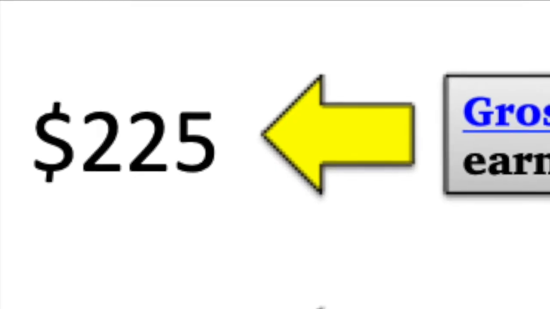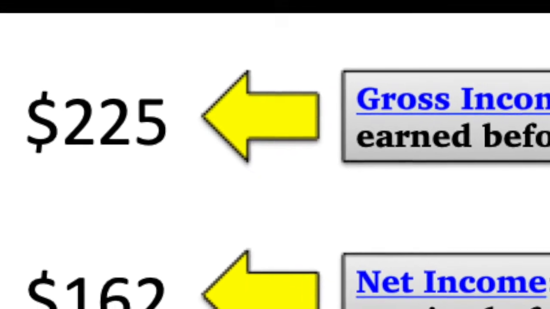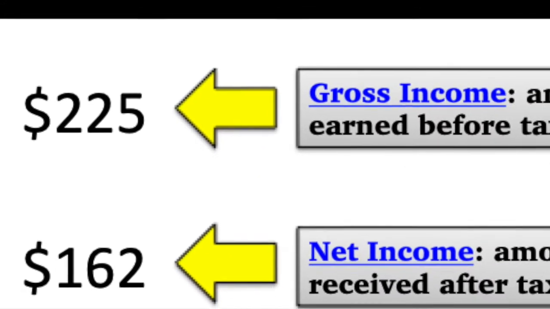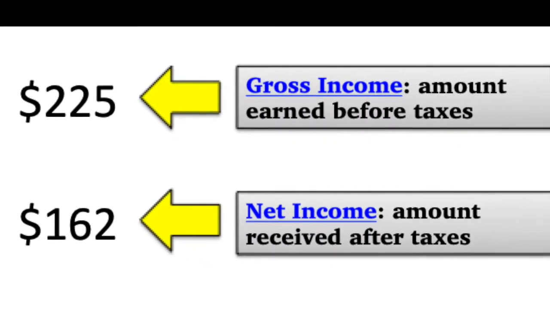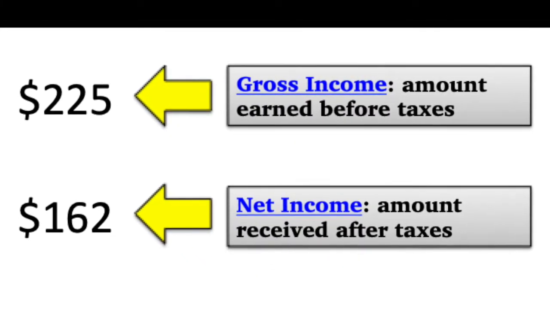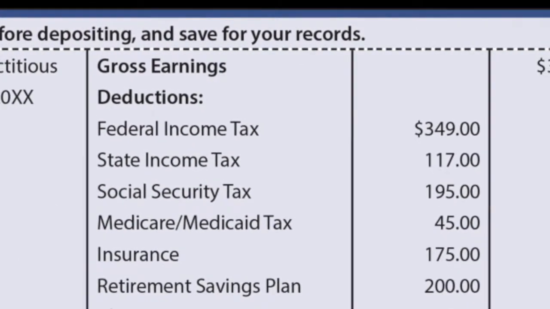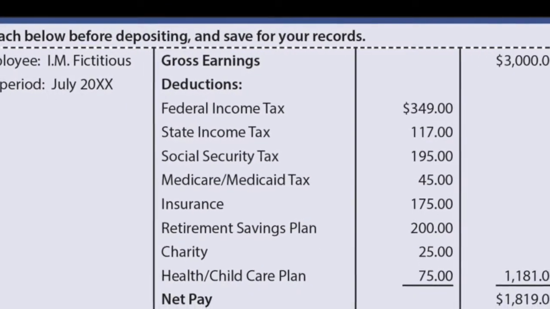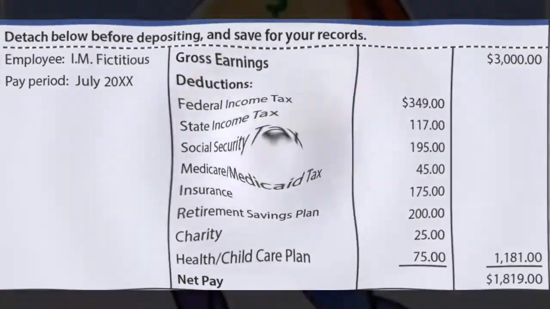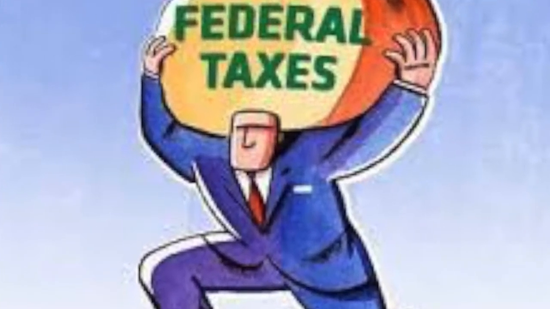Taxes. The $225 you expected is called your gross income, the amount earned before taxes. The $162 you get to deposit in the bank is called your net income, the amount received after taxes. The typical taxes withheld on a paycheck include not only federal income tax, but also Social Security, Medicare/Medicaid, and state income tax, if it applies. Let's pretend you only had federal income tax withdrawn and review the math involved.